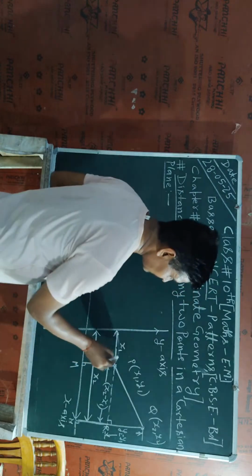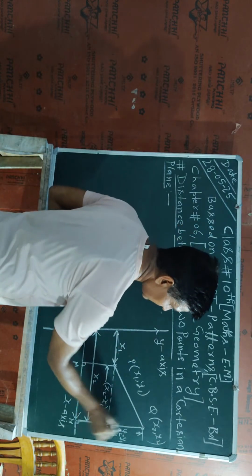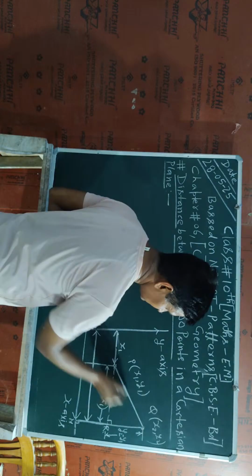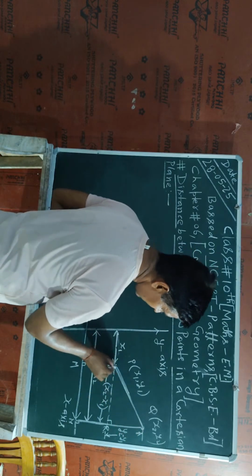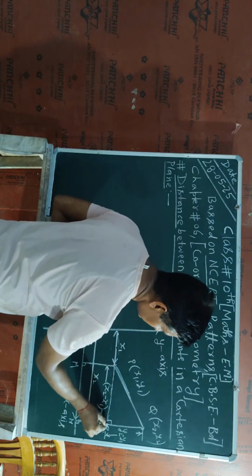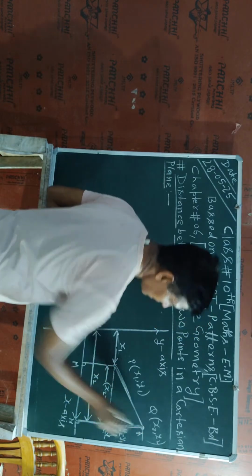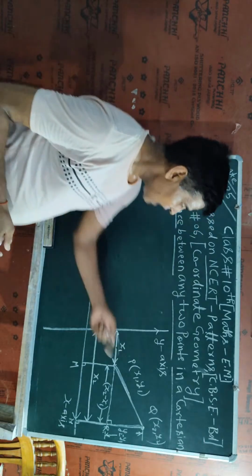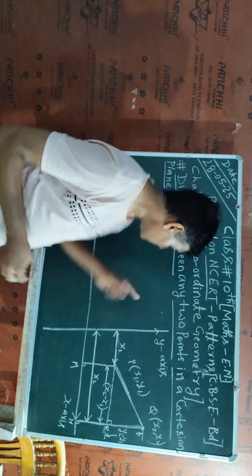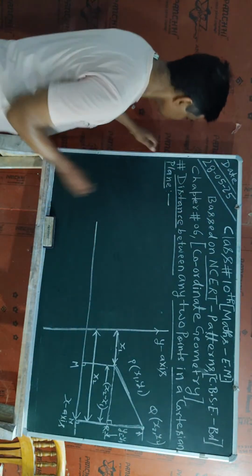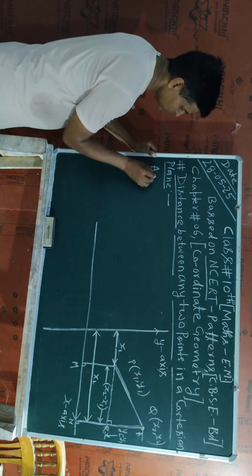So in the right angle triangle PRQ, I will say this is the right angle triangle, and in this right angle triangle I will use the concept of Pythagoras theorem. After using Pythagoras theorem I will get the length PQ. So that PQ is obtained by Pythagoras theorem. So here I will write according to Pythagoras theorem.